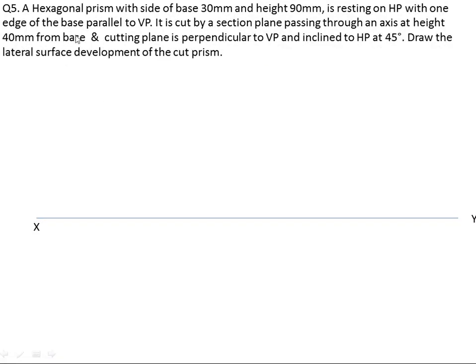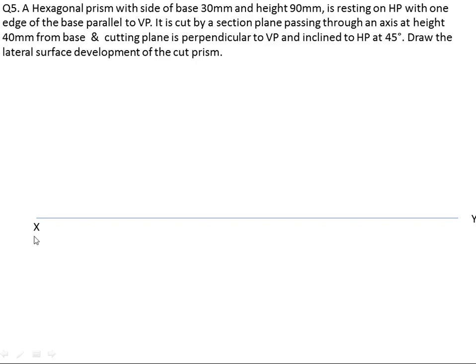Next, a hexagonal prism with side of base 30 mm and height 90 mm is resting on HP with one edge of base parallel to VP. It is cut by a section plane passing through the axis at height 40 mm from base, and the cutting plane is perpendicular to VP and inclined to HP at 45 degrees. Draw lateral surface development of the cut prism.